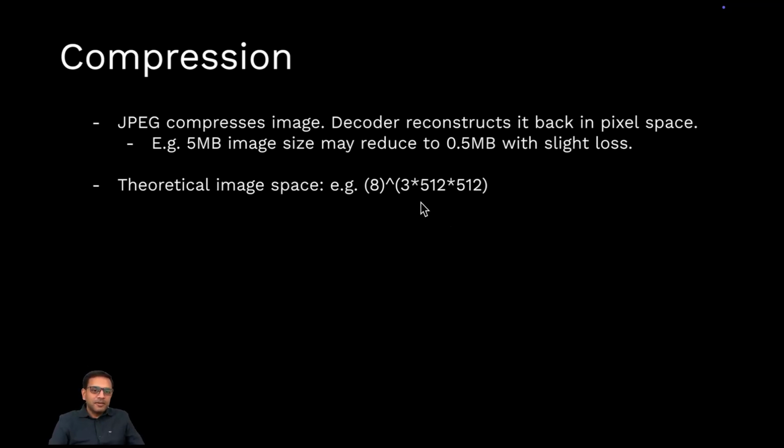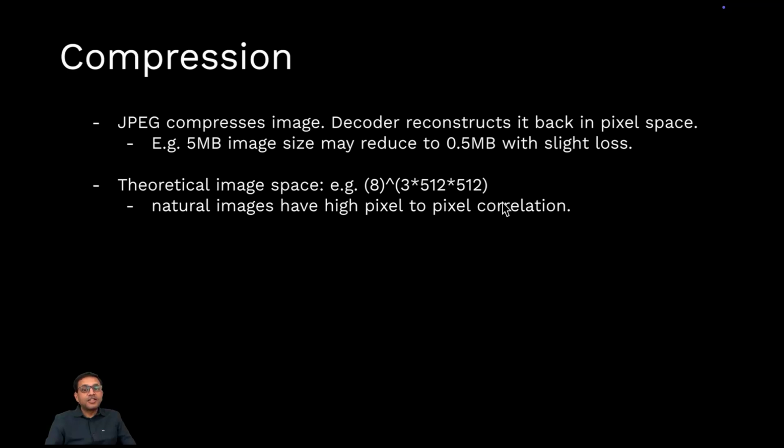Let's say there's an image with a 512 cross 512 pixel resolution, and 3 is for the RGB. Assuming that one pixel has no relation with the other, each bit can be randomly any value, then the total image space theoretically would be this, where each pixel is represented by 8 bits, values from 0 to 255. Since it's RGB, 3 comes in, and this. Now, this is a huge space. But what happens is that natural images actually have high pixel to pixel correlation.